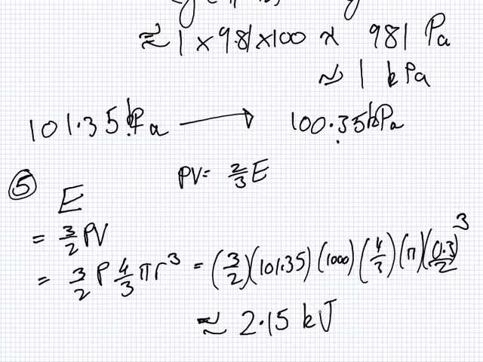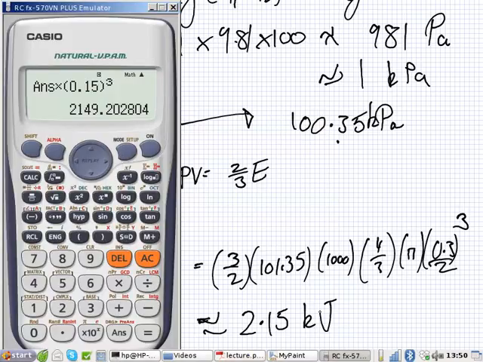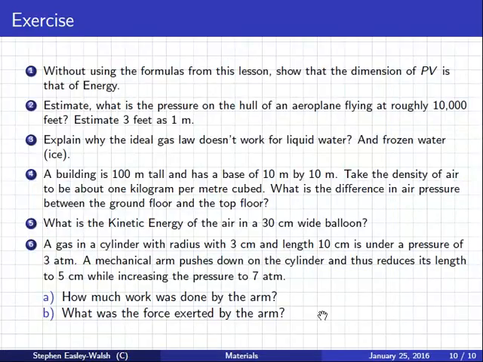Now let's deal with number 6. I'm going to let you try it at home, because you've done 1 to 5 yourself, and I believe in you. I believe you can get number 6, because I'll give you a little hint. It really comes down to just using that formula PV equals 2 over 3E. This will be the key.